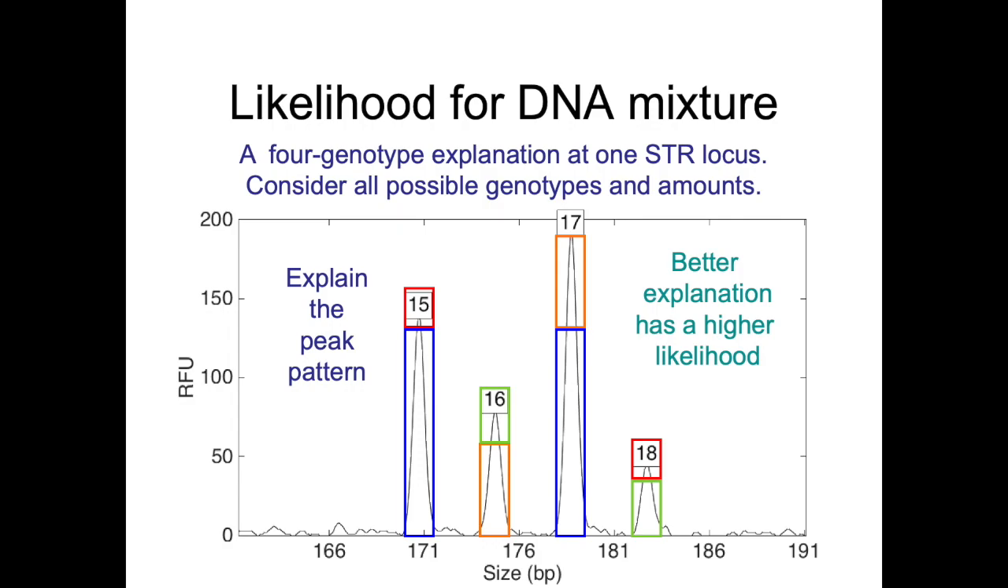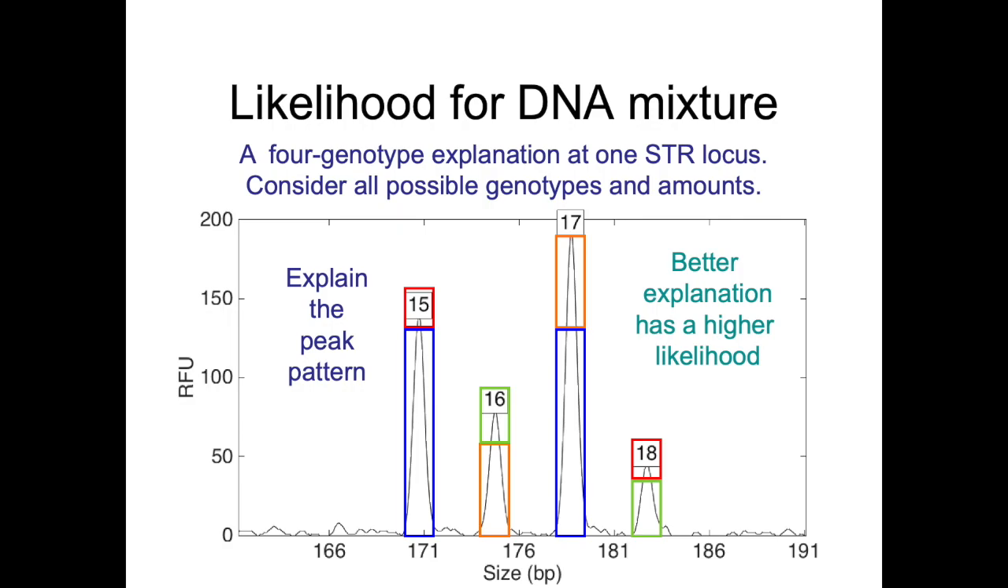Superimposed on the 4 data peaks of 15, 16, 17, and 18, we see an explanation that adds together different genotypes. In blue, the large amount of 15, 17. In orange, the 16, 17 allele pair. In green, a 16, 18 allele pair. And in red, a small amount of a 15, 18 allele pair.